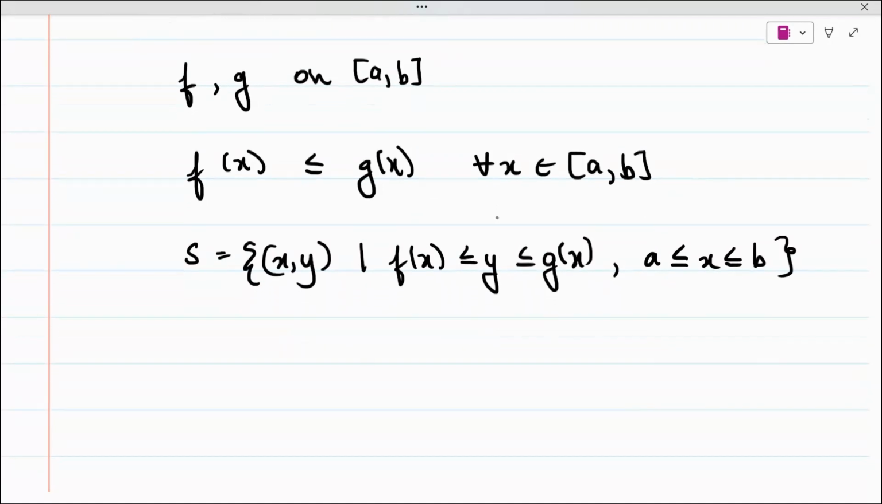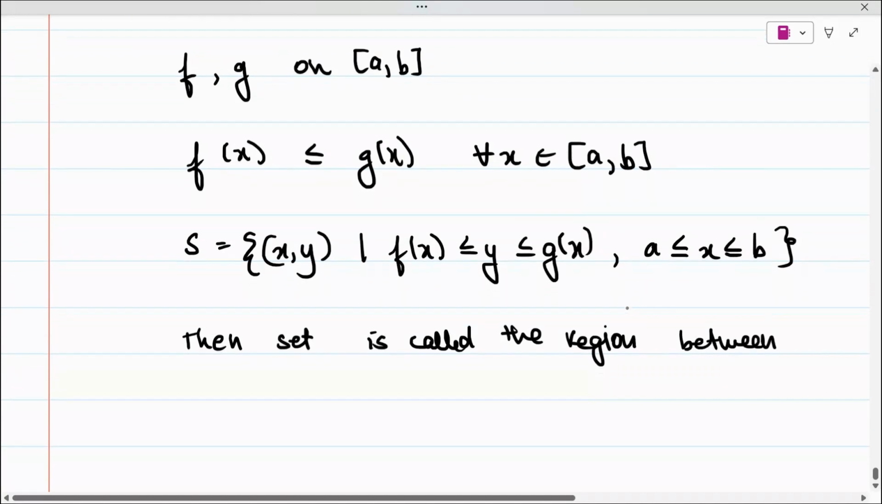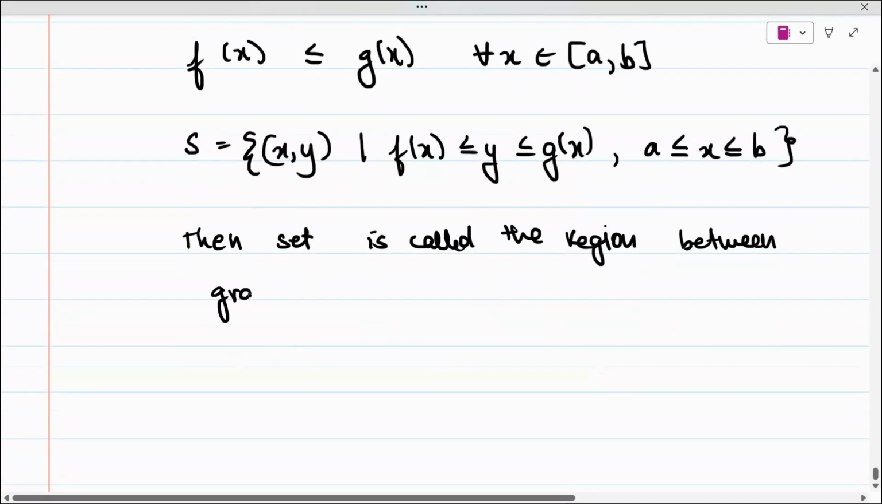Then this set S is called the region between f and g, between the graphs of f and g.